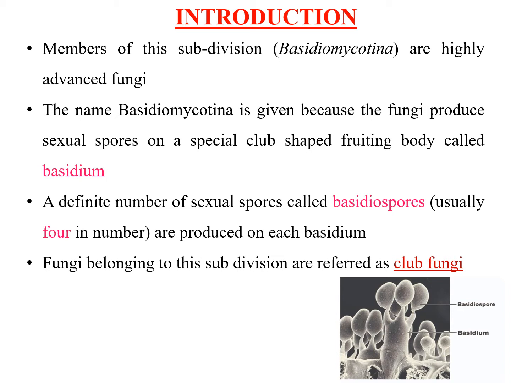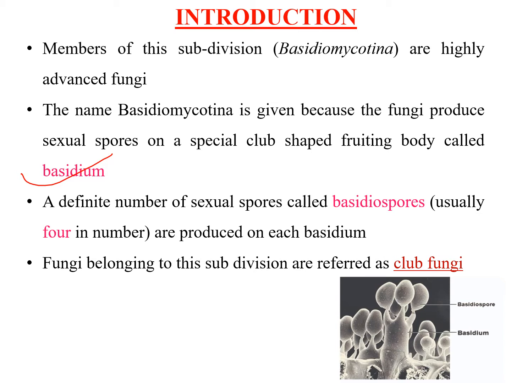These are highly advanced fungi, and why was the name Basidiomycota given? Because the fungi produce sexual spores on a special club-shaped fruiting body. That fruiting body is known as basidium, and these sexual spores produced are called basidiospores.